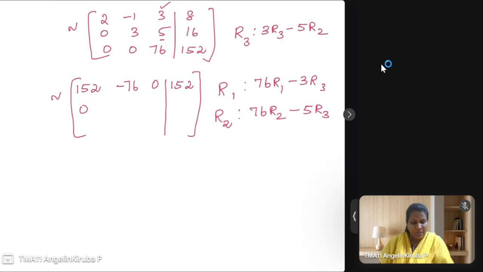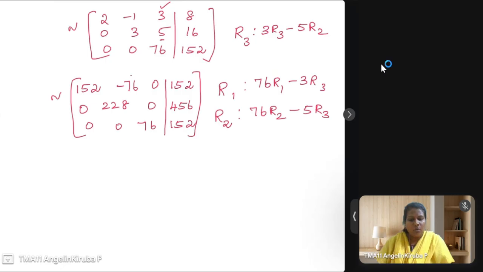While doing it like this, the first element is already 0. 228. Now this is also equal to 0. 456. So the third row will come as it is, 76 and 152. Now only one element is left, this minus 76. So we have to make this minus 76 equal to 0.